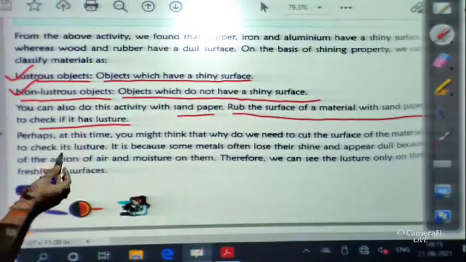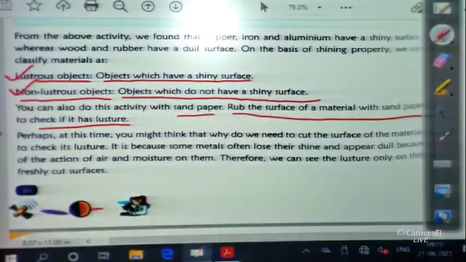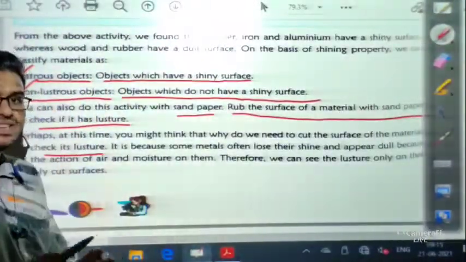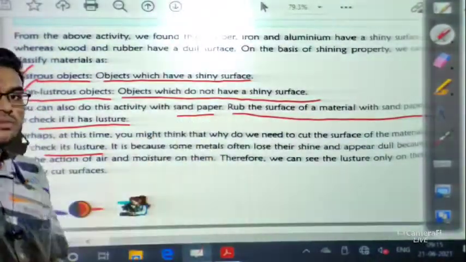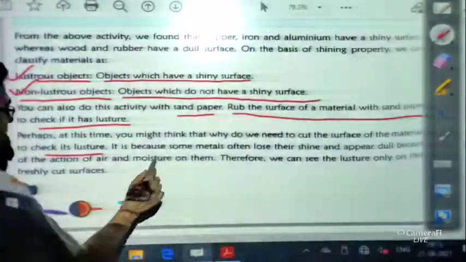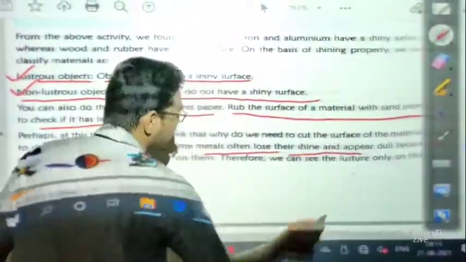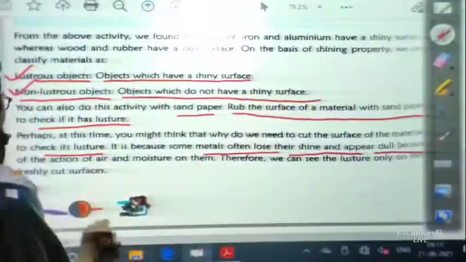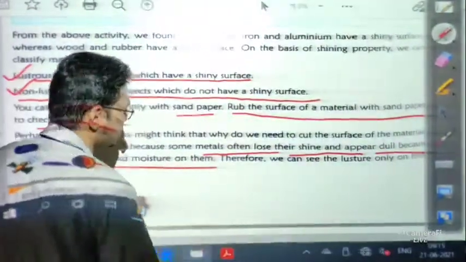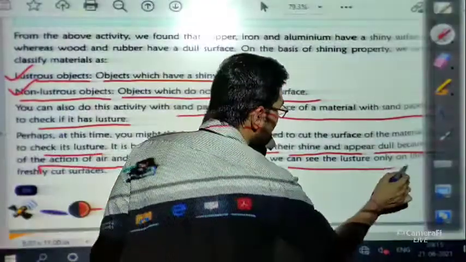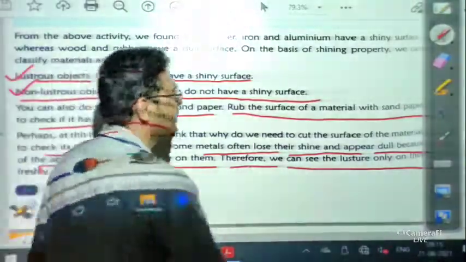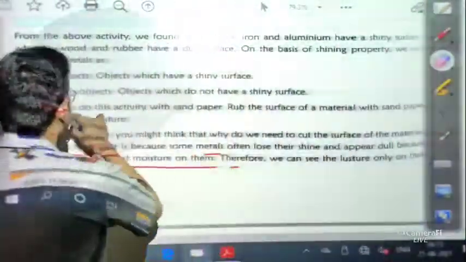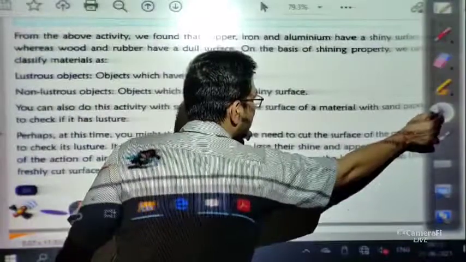Perhaps at this time you might think: why do we need to cut the surface of the material to check whether it is lustrous? We can easily see whether the pen is lustrous or non-lustrous just by looking at it. So what is the need to cut them? It is because some materials often lose their shine and appear dull because of the action of air and moisture. Therefore, we can see the luster only when we cut them. That is the reason we need to cut them.